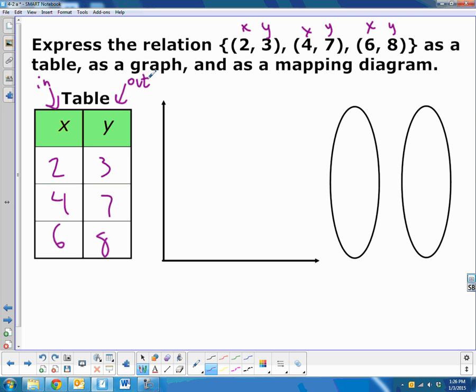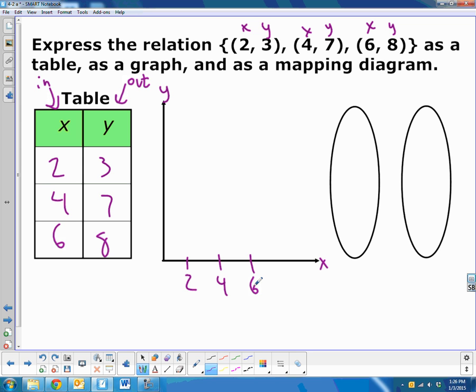Now we're going to graph those ordered pairs. So we've got 2, 4, and 6 are our X values. So on my X-axis, remember we've got our X-axis, our Y-axis, we've got 0, 2, 4, 6, and you could keep going, but that's all we really need. I've got a nice constant pattern there.